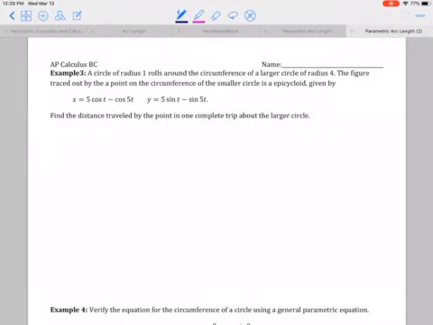All right, last two. So this one, when we read it, it's describing a figure. You honestly don't need to know what the figure looks like. A circle rolls around the circumference of a larger circle. The figure traced out is called an epicycloid, given by this function. So find the distance traveled by one complete trip about the larger circle. What that means is my domain for time is 0 to 2 pi.